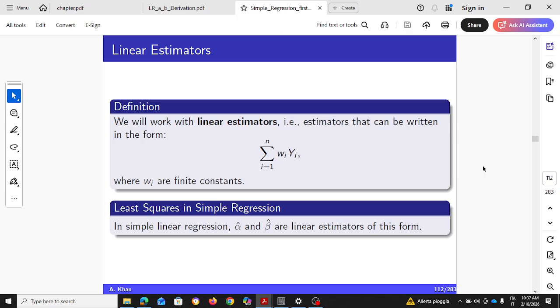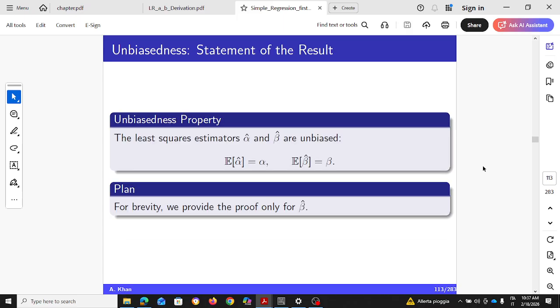Okay, now today we start by talking about linear estimators. What are linear estimators? With the help of these we estimate our alpha and beta, the intercept and the slope. It can be written in this form: summation of wi yi, where wi are finite constants. So in simple regression we have alpha hat, the estimator of the intercept, and beta hat, the estimator of the slope, and each takes a linear form.